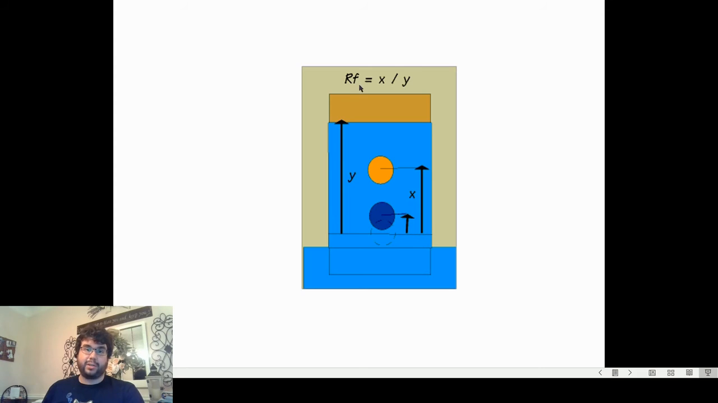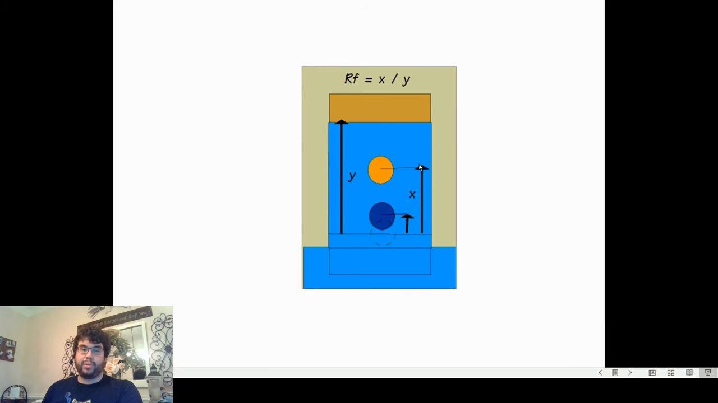RF is the retention factor, and it is equal to how far, X here, how far the different part of the sample moved up the paper divided by how far the solvent moved up the paper.